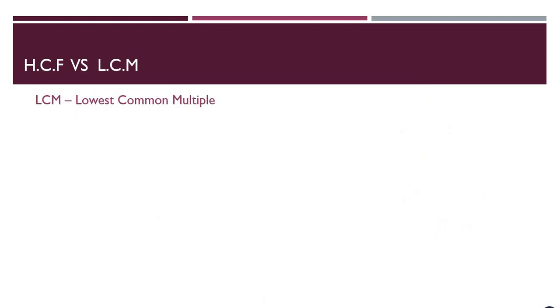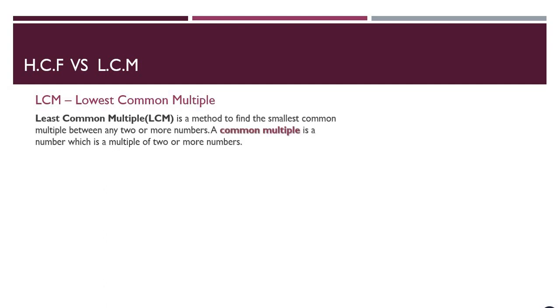LCM, which means the lowest common multiple or least common multiple. The least common multiple, LCM, is a method to find the smallest common multiple between any two or more numbers. A common multiple is a number which is a multiple of two or more numbers. LCM denotes the least common multiple of any two or more given numbers.